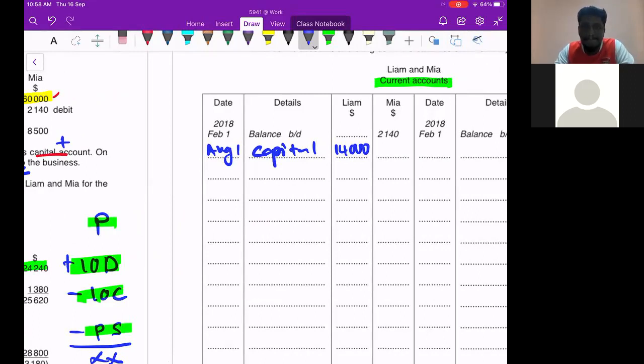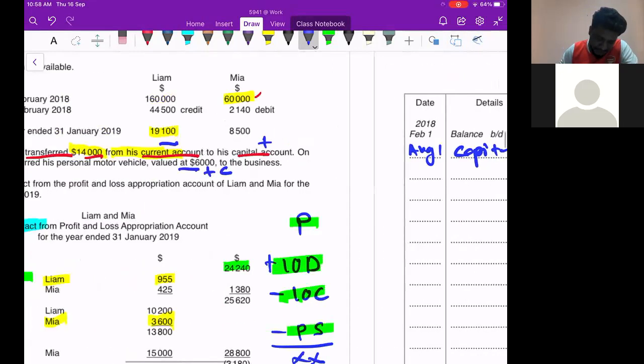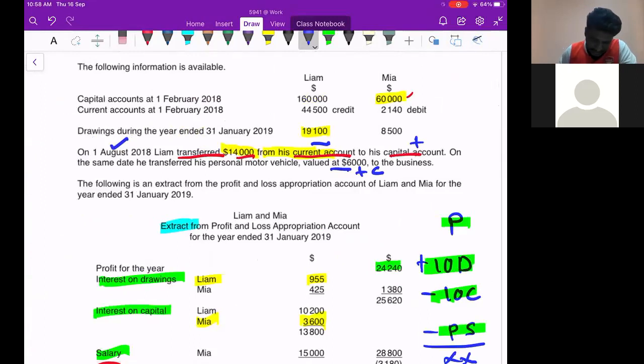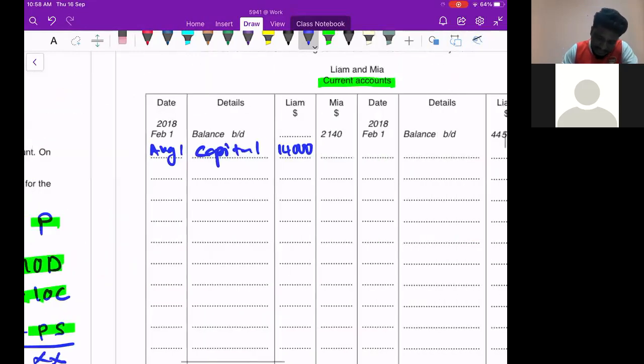Okay, no problem. Next one. After that, everything will be on the last day. So I just put the last day. My last day is 2019, January 31st. This one also 2019, January 31st. Okay, first I'll start with drawings.